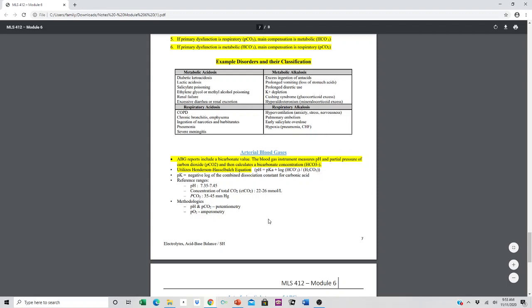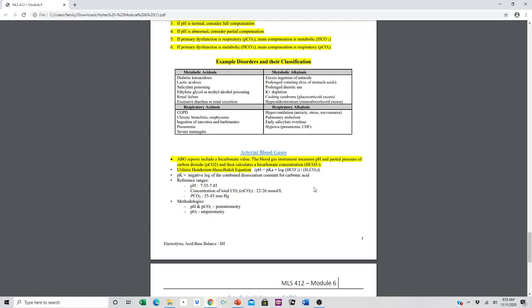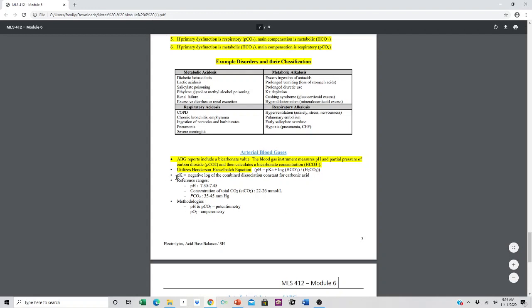Arterial blood gases, I kind of touched upon earlier, but just to have a separate little section of notes on it. Arterial blood gases include a bicarbonate value. If the arterial blood gas reports a bicarb, it's calculating that from the CO2 measurement. The blood gas instrument measures pH and the partial pressure of CO2, and then calculates a bicarb. It utilizes the Henderson-Hasselbalch equation.